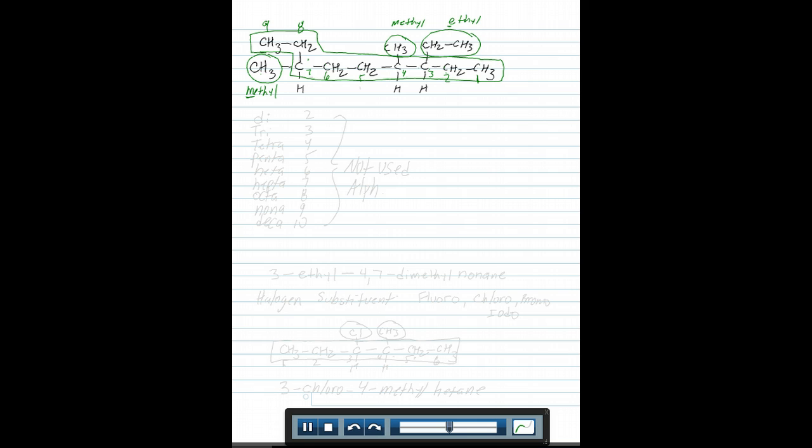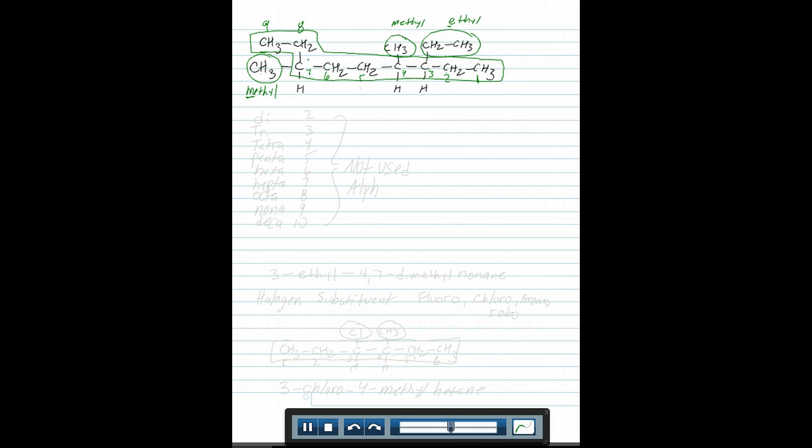Okay? Again, the rule is if you have a tie on either side, you start on the side where the substituent alphabetically comes before the other one. If those are tied, then you go to the next substituent. All right? And then whichever next substituent is lowest number, or alphabetically is first, that's the one that you do. Okay, so let's go on.